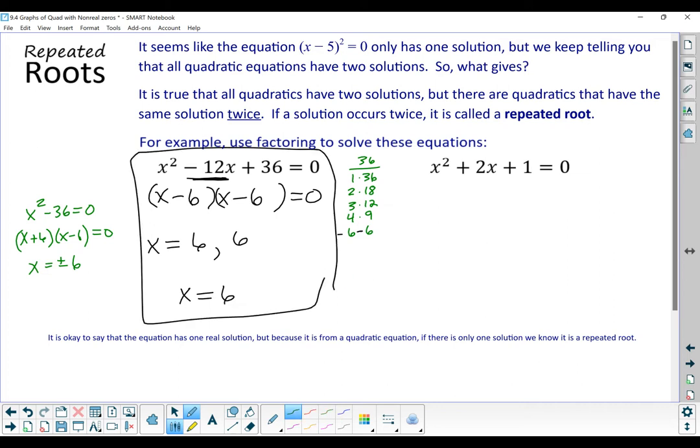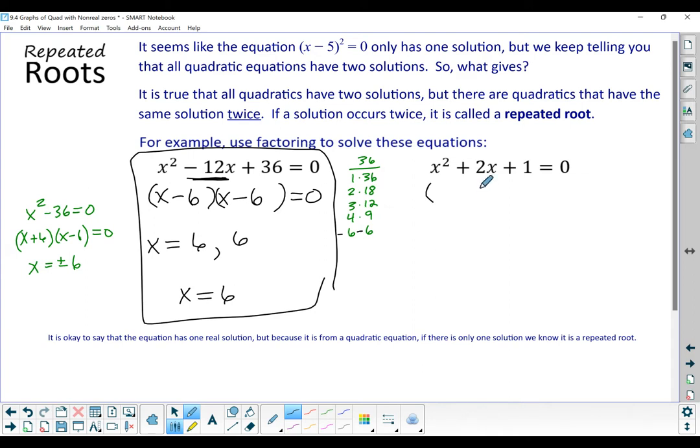The one we are working on is much different than that. Our two factors are both x minus 6. They have the same sign in there. So the two answers are just positive 6, and so you can just list it once. And it is okay to say that this quadratic just has one real solution. But because it's quadratic, we know that if it just has one solution, it has to be a repeated solution.